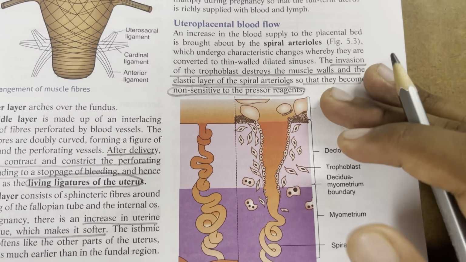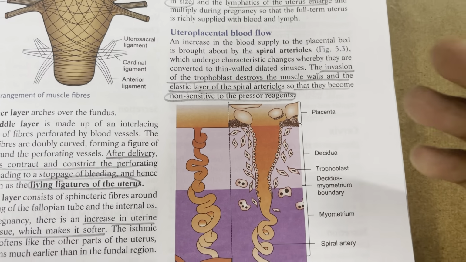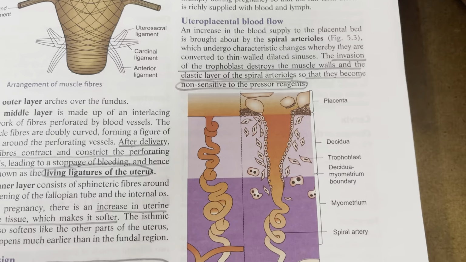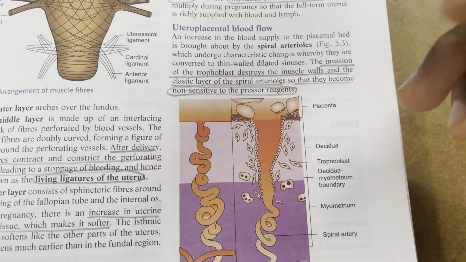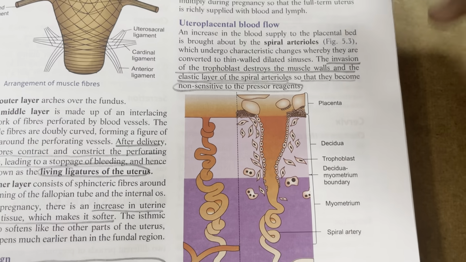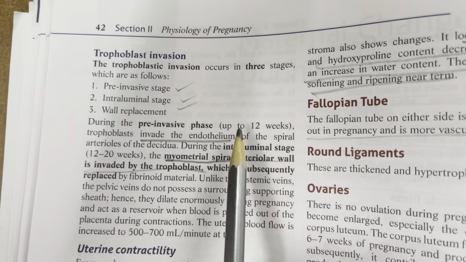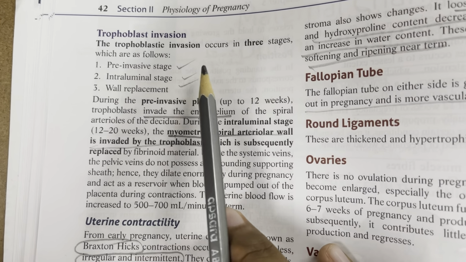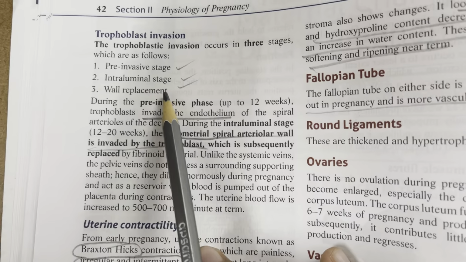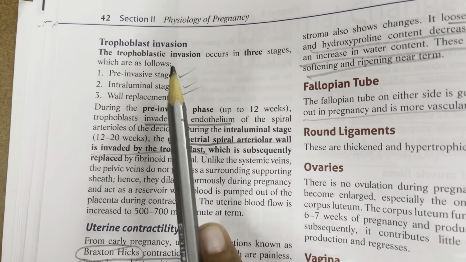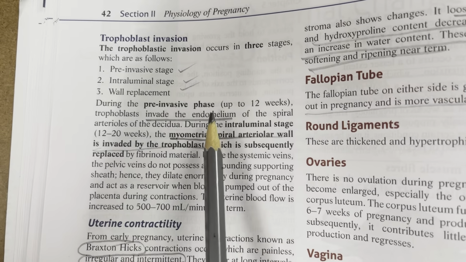Lots of hormonal changes take place during pregnancy. So you don't want the spiral arterioles to respond to each and every single hormone. That is why this invasion takes place so that the elastic layer and the muscular layer of the spiral arteriolar wall is destroyed. Trophoblastic invasion occurs in 3 stages: pre-invasive, intraluminal, and wall replacement.